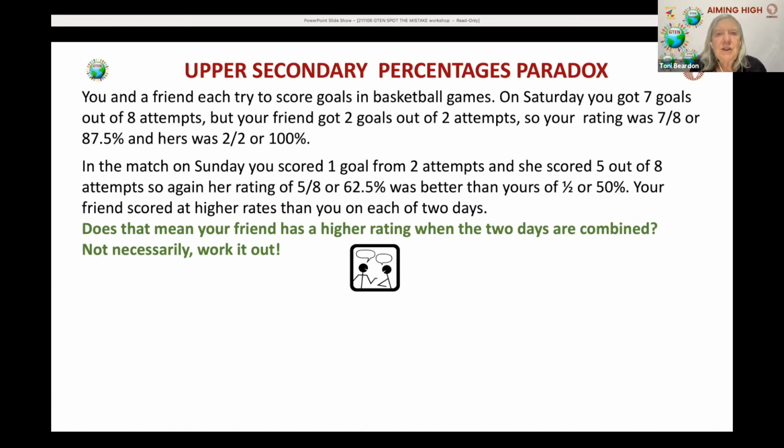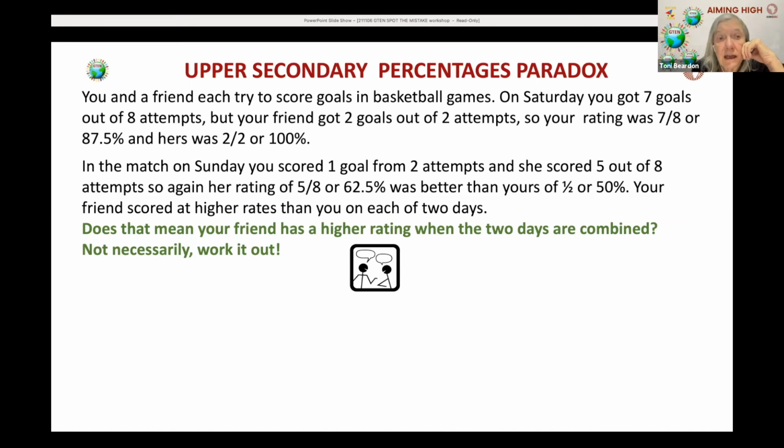Okay, so consider the situation where there are a couple of basketball games and you and your friend are both keen on basketball, both playing the games. On Saturday, you got 7 goals out of 8 attempts, which was pretty good. But your friend got 2 goals and he'd only tried 2 shots at goal. So your rating was 7 out of 8, which was 87.5%, and your friend's rating was 100%. So your friend did better than you on Saturday.